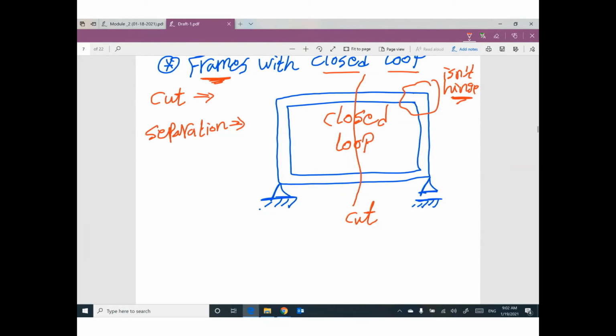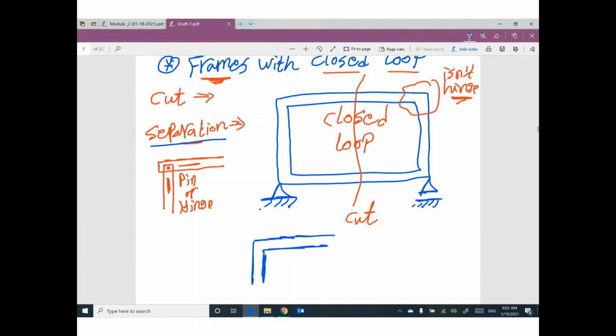What is the meaning of cut and separation? Separation means we have a member alone, and we have another member alone, connected together here by a pin or hinge. So I can do separation because they are two separate members. But if this member is one part with this member, at this time I cannot do separation, but I can do cut. I will cut the member here.